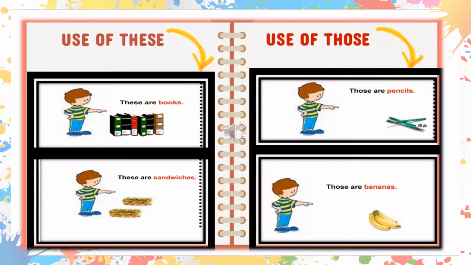Now look at the next picture. The objects are at a distance from the boy. The objects are far away. The pencils and bananas are away from the child. So what have we written? Those are pencils. Those are bananas. So for the closer plural objects we use these, and for the plural objects far away from us we use those.